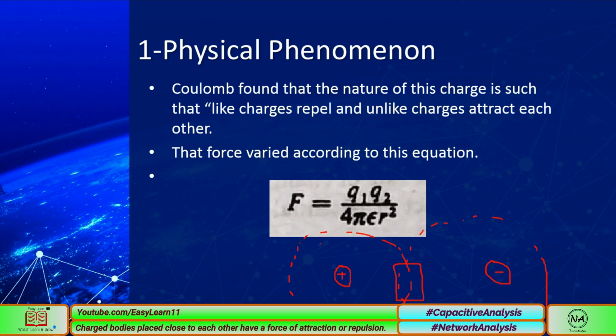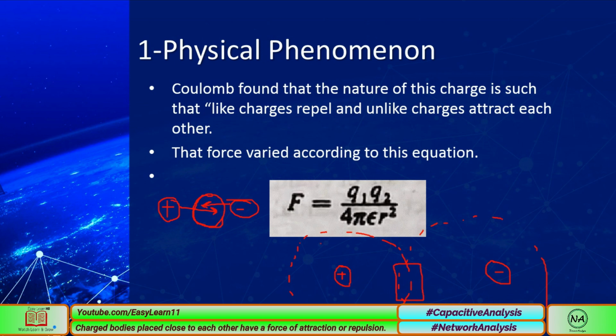Coulomb found that the nature of charge is such that like charges always repel. They are always going to repel each other. They go in opposite directions because maybe they don't like each other. They always hate each other. Unlike charges, like a positive and a negative, always want to attach to each other. They want to move toward each other, and when they come to this position, they become a joint family. I'm just kidding.